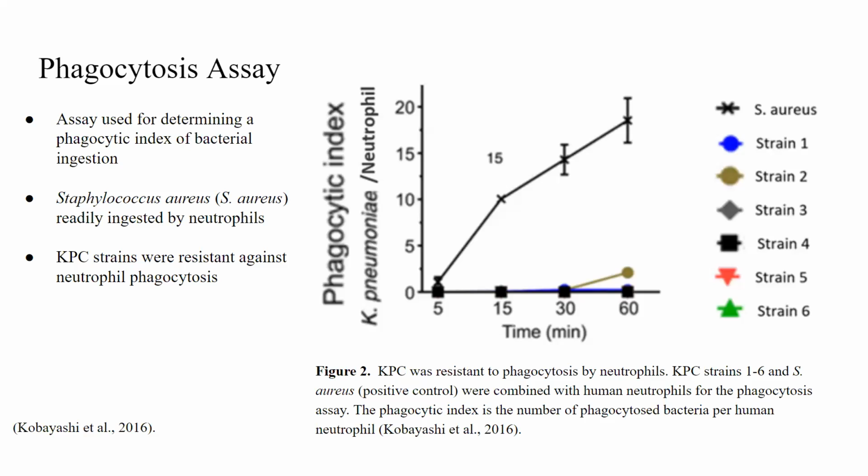A phagocytosis assay can be used to determine the total number of bacteria ingested per neutrophil over a period of time. So in figure number 2, Staphylococcus aureus was used as a control because it's known to be readily ingested by the neutrophils. And there were also 6 KPC strains that were used, and KPC again are the ones that are exhibiting antimicrobial or antibiotic resistance. So here you can see that the S. aureus strain was readily phagocytosed over time, and that's indicated by this line that is going up. However, all of the KPC strains are way down here, meaning that they showed resistance to phagocytosis.